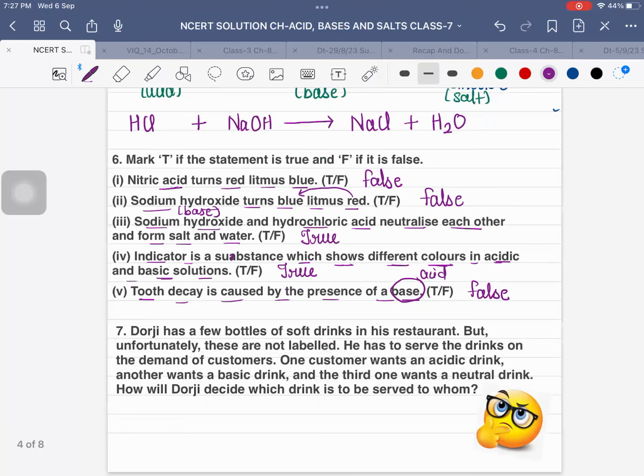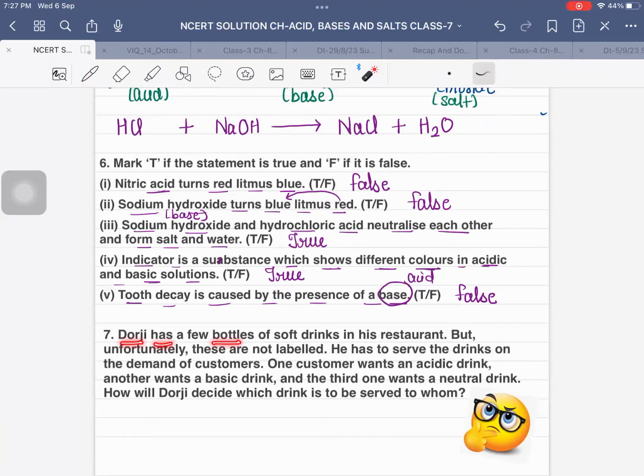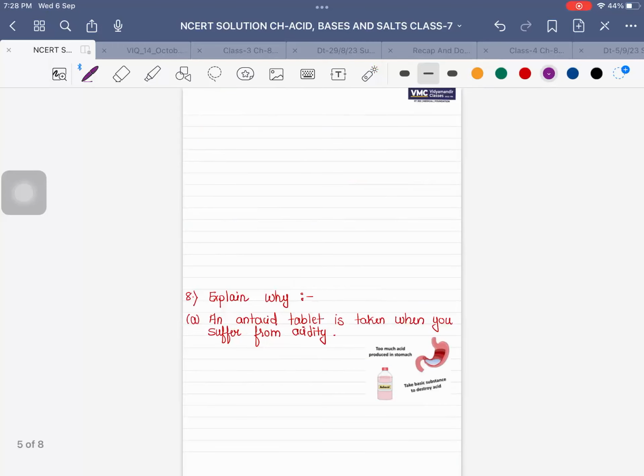Next question. Dorji has a few bottles of soft drink in his restaurant, but unfortunately, these are not labeled. He has to serve the drink on the demand of customers. One customer wants an acidic drink, another wants a basic drink, and the third one wants a neutral drink. How will Dorji decide which drink is to be served to whom? There are two methods which can be used by Dorji. One, by tasting. So let's write.